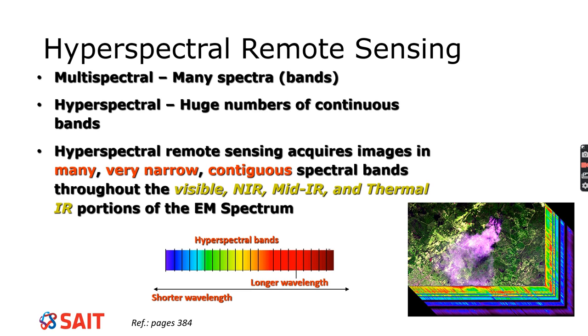What hyperspectral means is a large number of bands along the electromagnetic spectrum. Multispectral means many, hyperspectral means lots and lots of bands. So we use the definition that hyperspectral remote sensing acquires images in many very narrow contiguous spectral bands throughout the visible, near-infrared, mid-infrared, and thermal infrared portions of the electromagnetic spectrum.